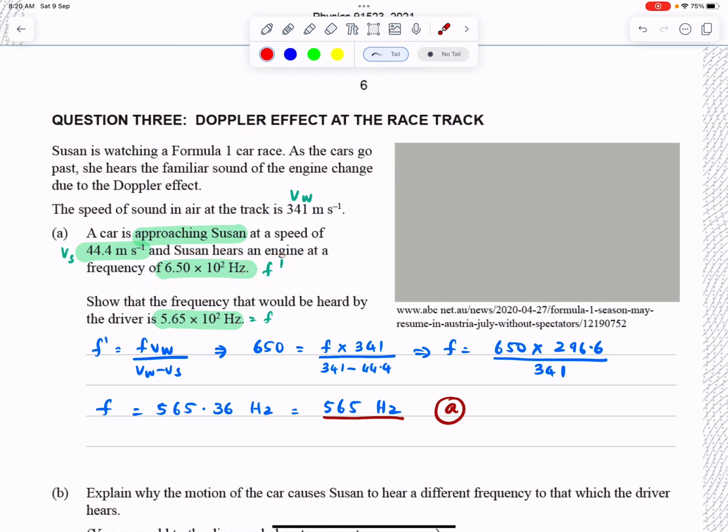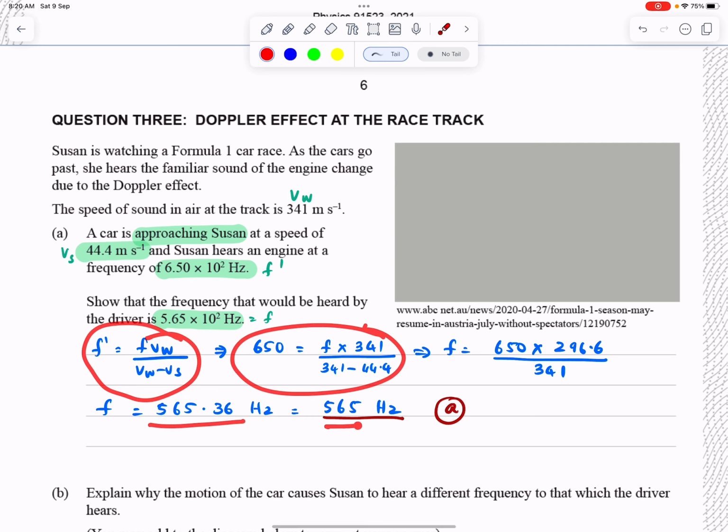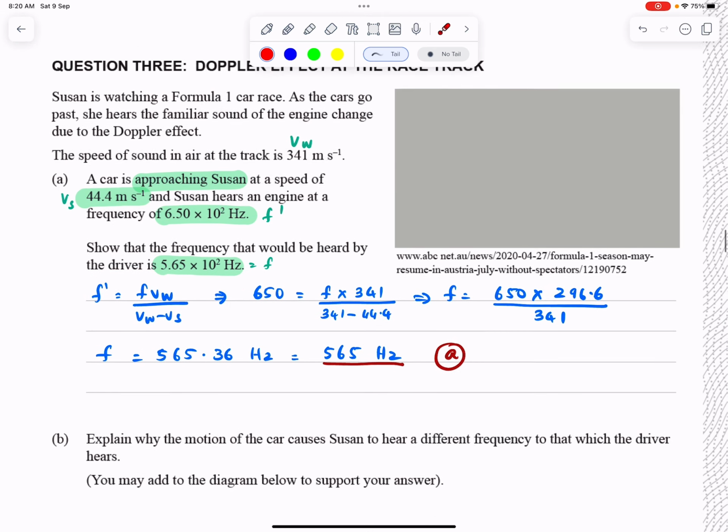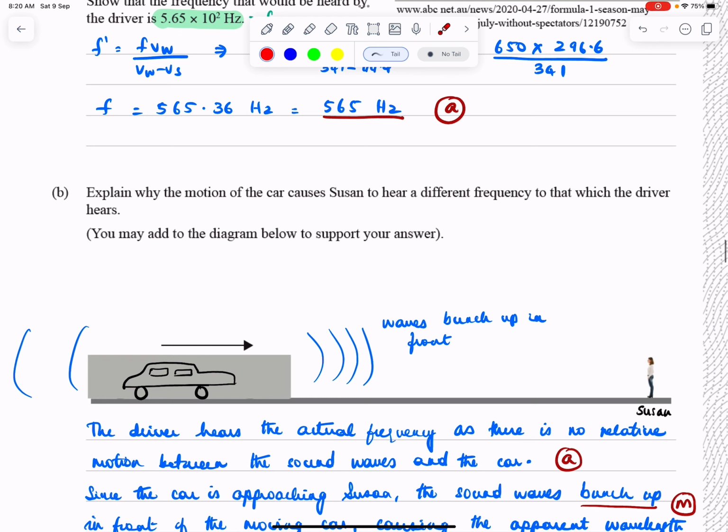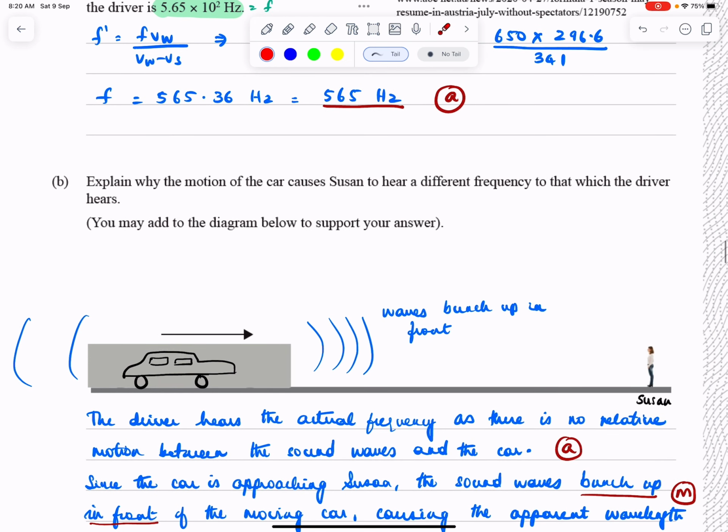Now, show that the frequency heard by the driver is 565 hertz. So remember, for show that questions, write the formula, substitute, and give an unrounded answer, and there's your answer. Okay? Then explain why the motion of the car causes Susan to hear a different frequency to that which the driver hears.